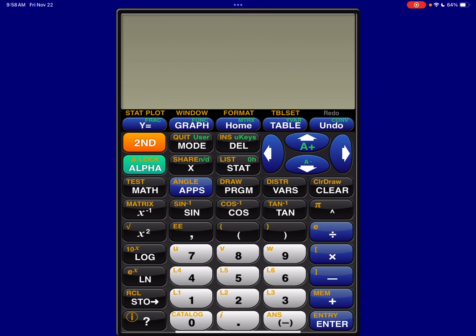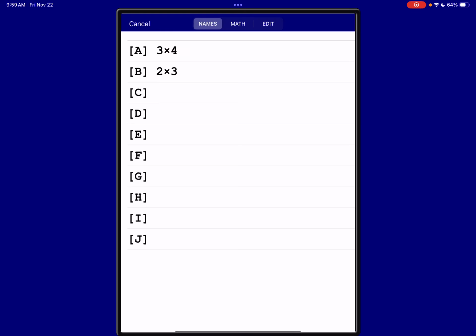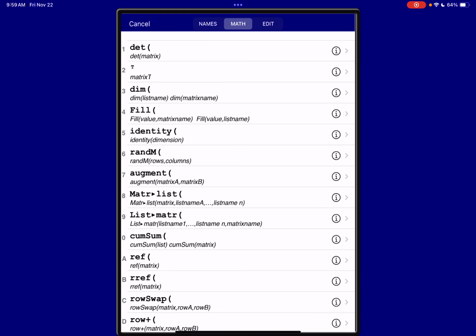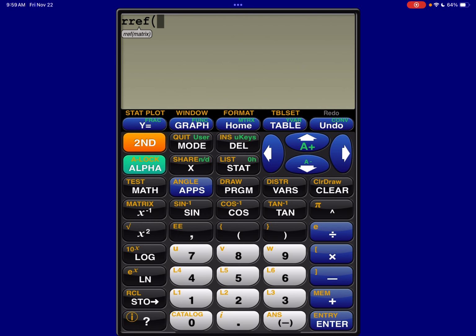And now we have to go back to matrix. And see how in the middle it says math? This is what we want to do. We want to operate on this matrix. So what you will choose is RREF. And I put that in the notes as well. So I'm going to go here and I'm going to choose RREF. So row reduced echelon form. Okay. Now I put everything in matrix B.